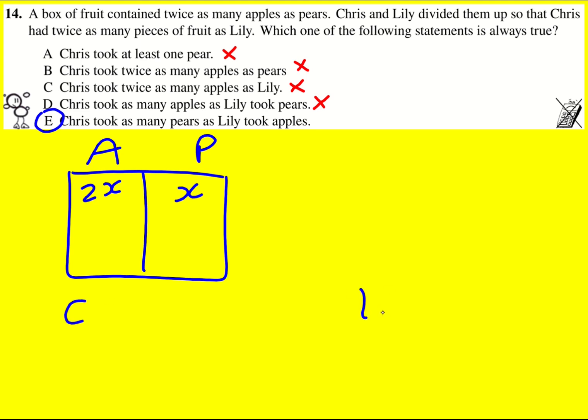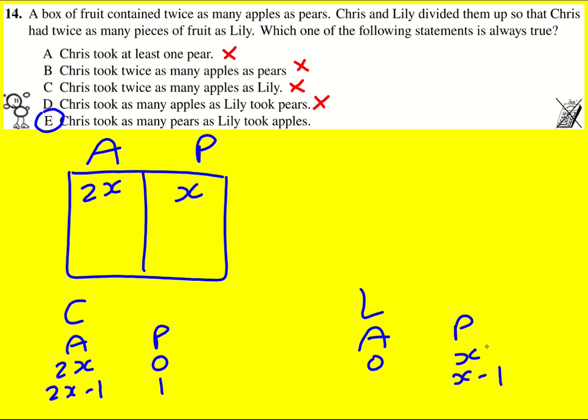So let's look at Chris and Lily, the number of apples and the number of pears. If Chris took 2x apples and 0 pears, then Lily would take 0 apples and x pears. So you can see that Chris took as many pears as Lily took apples because they're both 0. Now let's imagine that Chris took 1 pear, then he must have taken 2x minus 1 apples. That would mean that there are x minus 1 pears for Lily, and she must have taken 1 apple. So it works there.